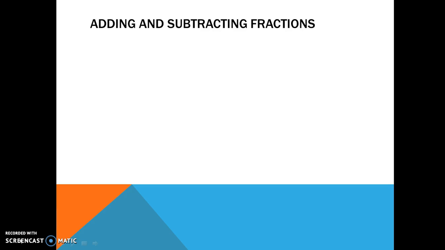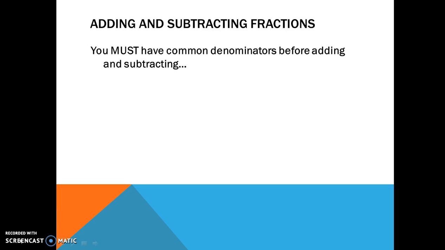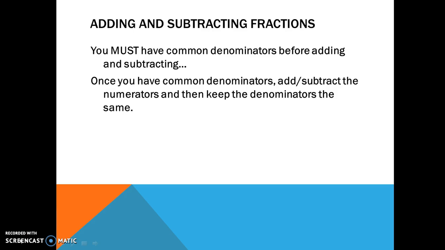Alright, what you have to remember about adding and subtracting fractions is that you must have common denominators before you can add and subtract them. If you don't have common denominators, you cannot add and subtract them the way they are. Once you have common denominators, then you just add and subtract the numerators, which is the top number, and you keep the denominators the same. Alright, so let's start off with a couple easy ones.